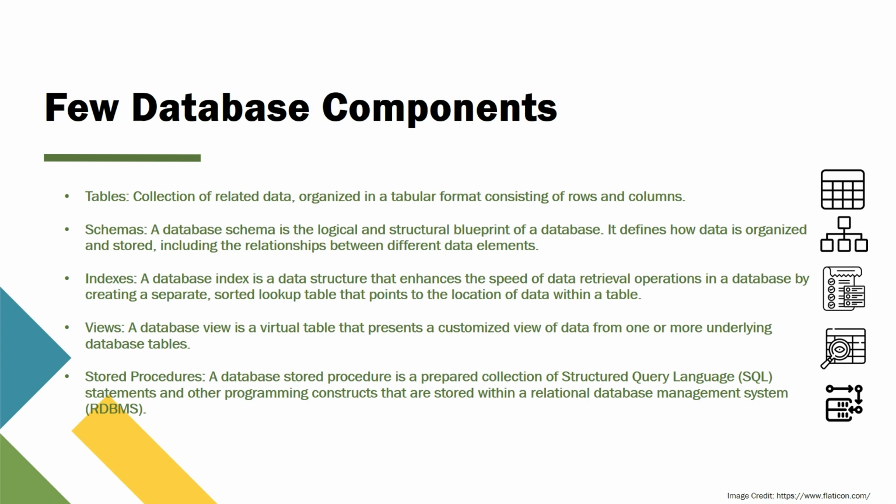An index is like a book that has an index: if you want to go to a certain chapter of that book, you just have to see the index and you can easily go to that page number. Similarly, a database index is a data structure which enhances the speed of data retrieval in databases by creating a separate, sorted lookup table that points to the location of the data within a table. So no need to search across the whole database. You just have to check the index to get the data easily.